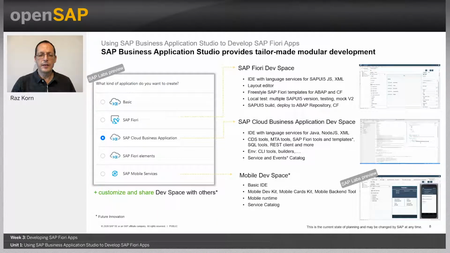You can see here examples of key extensions that are pre-packaged with different dev space types, and you can see that each dev space has its own set of tools. Let's focus for a second on the Fiori dev space. You can see that it comes with the language services for SAP UI5, JavaScript, and XML, an optimized graphical editor, SAP Fiori templates for various floor plans and runtimes, everything that is needed to perform local testing, like multiple SAP UI5 version testing framework, mock capabilities, and additional tools like builders and deployers and many more.